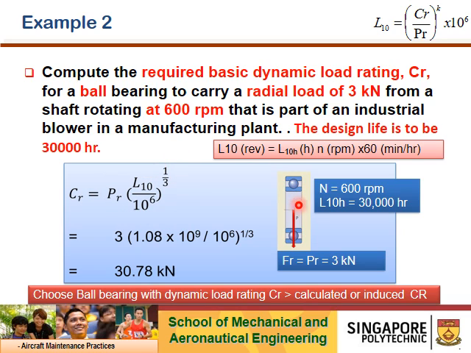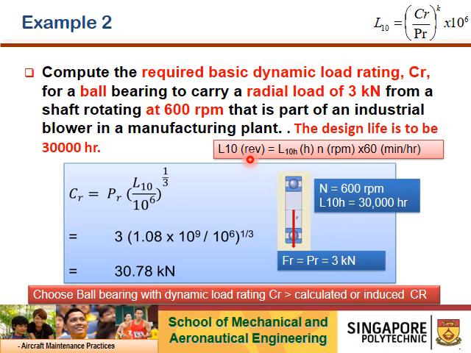From the schematic diagram here, this is the ball bearing. We want to calculate our CR and later use that to determine the suitable bearing from the catalog. So we're going to calculate our CR. The rotating speed is 600 rpm, L10H is 30,000 hours, and there's only one radial load, so your Fe is equal to PR, which is 3 kilonewton.